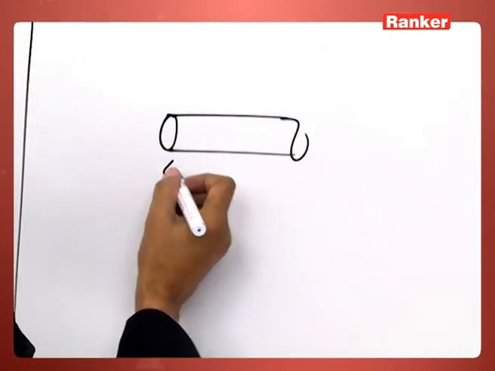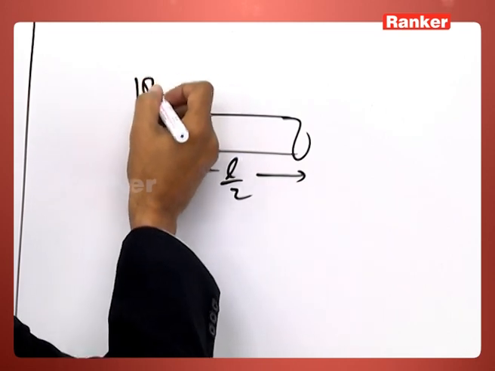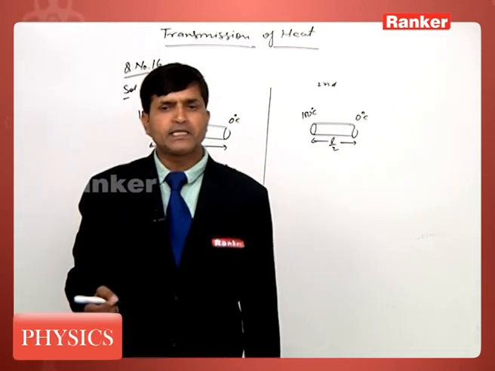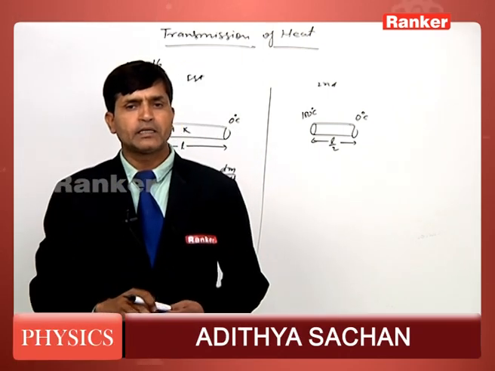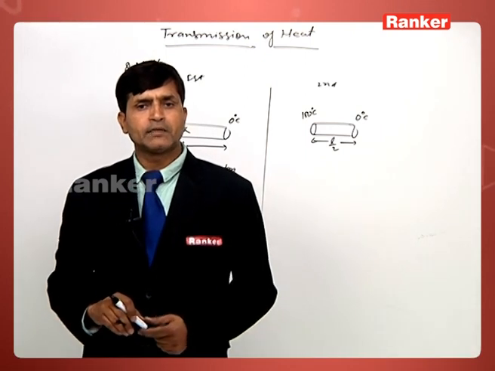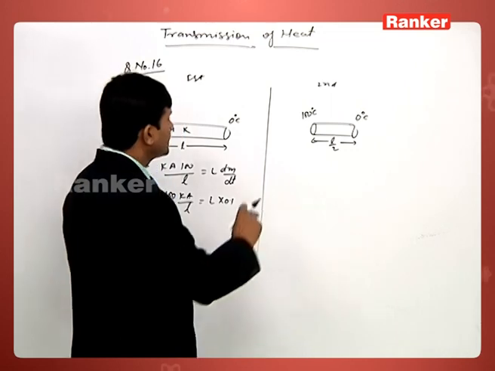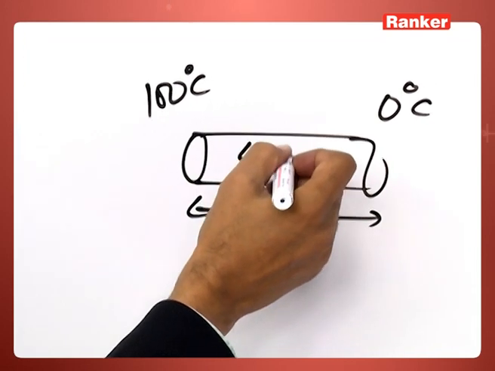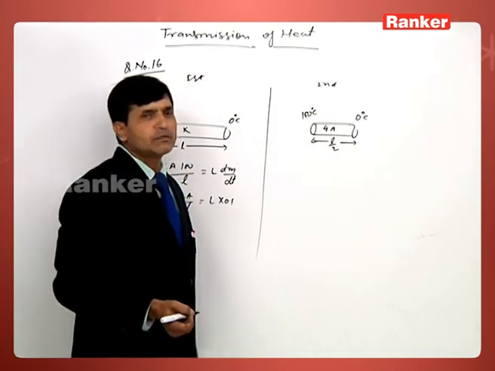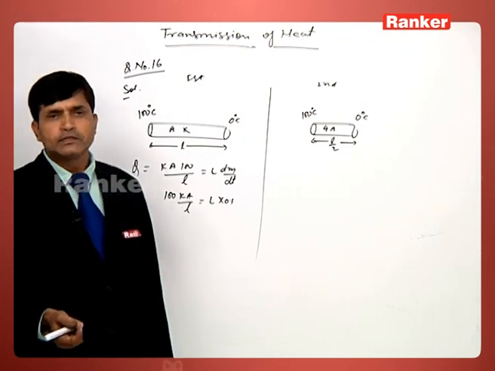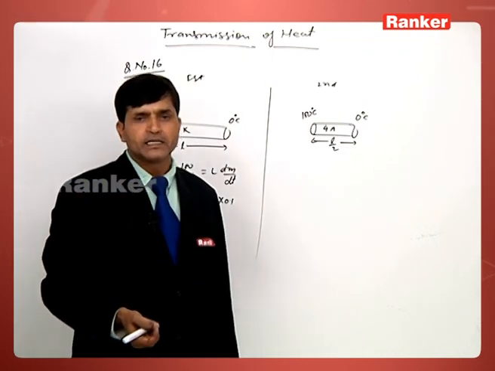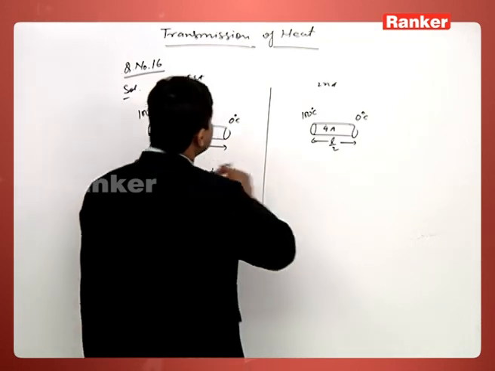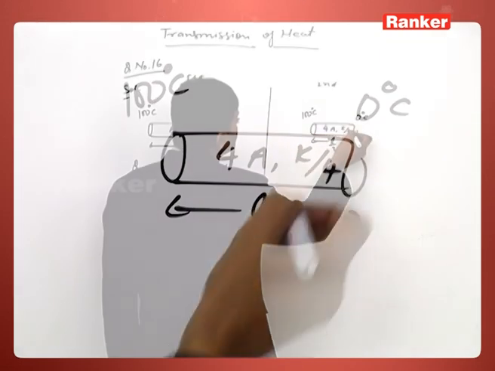Now in the second case, the rod length here is L by 2, and the temperature difference is the same, 100 and 0 degrees. But the length of the rod is 1 by 2, and the radius is double that of the first. If the radius is double, the area becomes 4 times, because area is pi r square. As well as the thermal conductivity of the material of the second rod is 1 by 4 that of the first. Here the thermal conductivity was K, now it is K by 4.